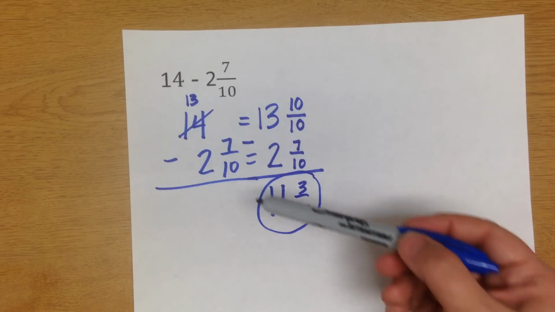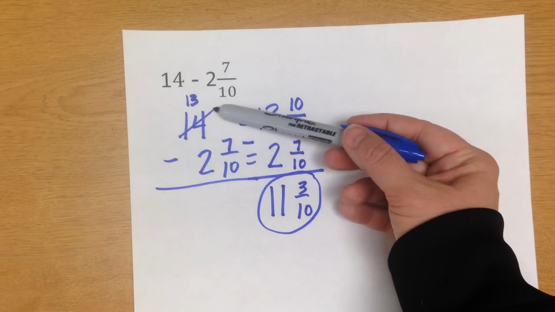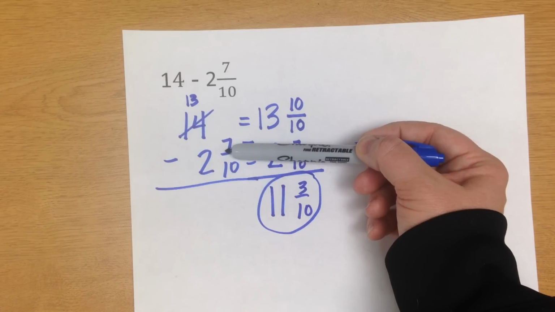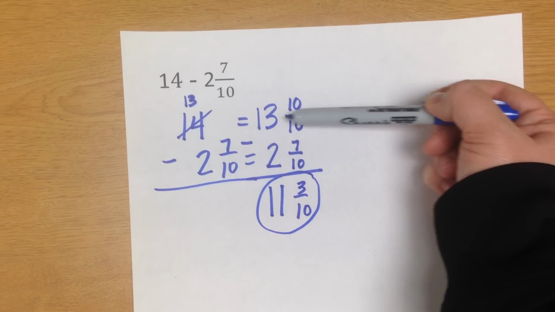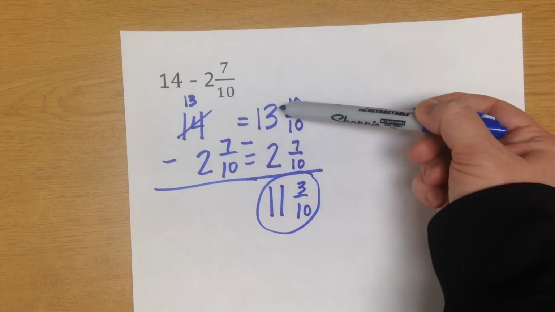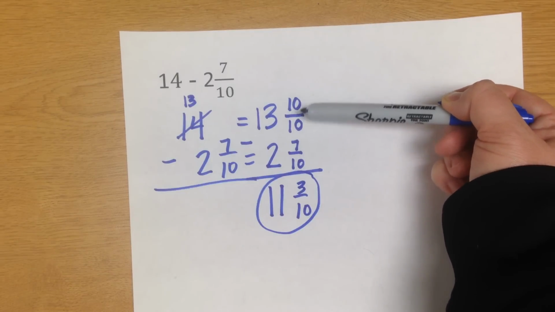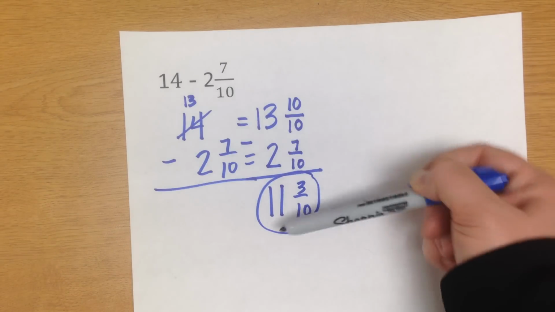So once again, in this case, I had 7/10, but you can't subtract 7/10 from nothing, since there was no fractional part here to subtract this from. So I had to regroup or borrow. 13 and 10/10 is equal to 14. That allows me to subtract something here, 10/10 minus 7/10 equaling 3/10, and then 13 minus 2 is 11.